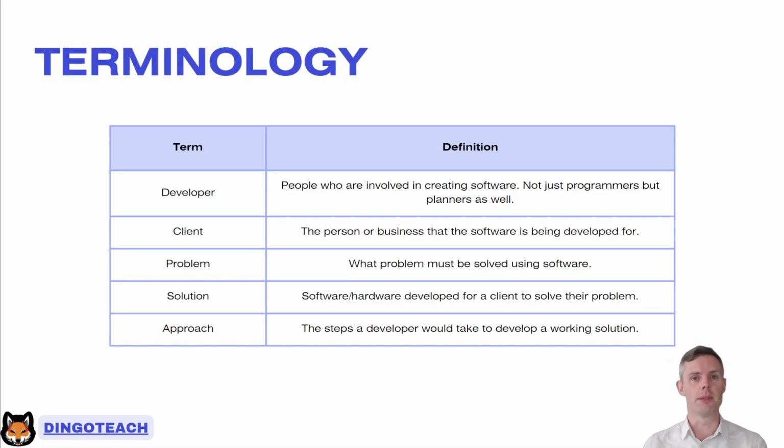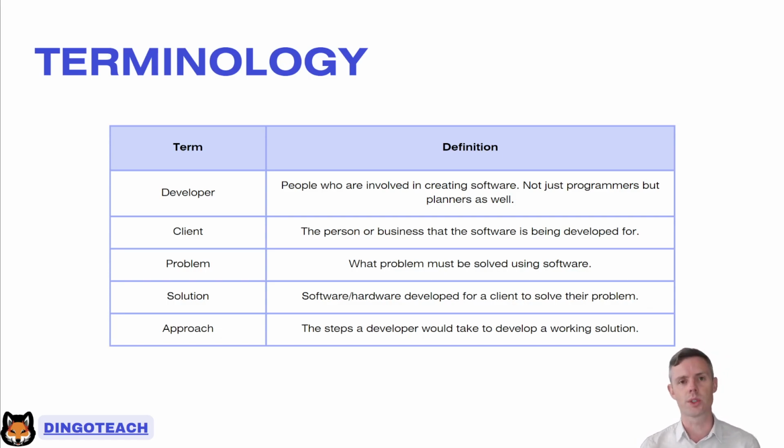The next one is a problem. So a problem is something that can be solved using software, such as wanting people to buy flowers online or managing WHS problems at a mine. And the solution is the software and the hardware we develop for them that will solve the client's problem. Okay, so that would be the app, that would be the thing that we produce. That's called a solution. And the last one is approach, which is the steps a developer takes in order to develop that solution. All right, so with that out of the way, let's jump into our first approach.